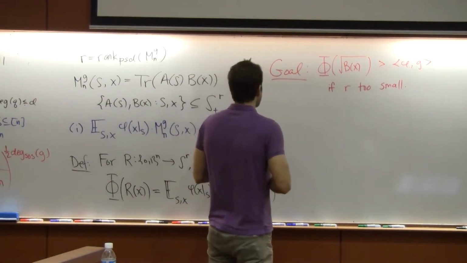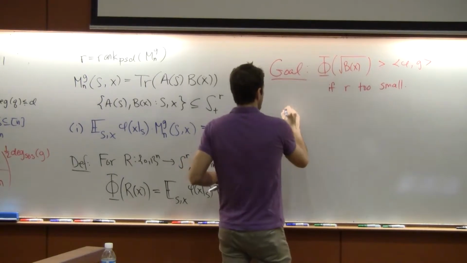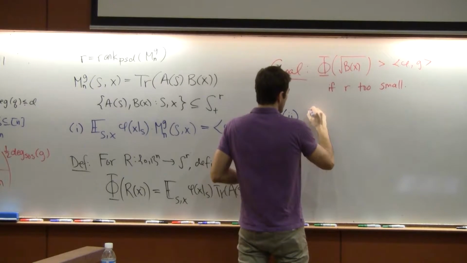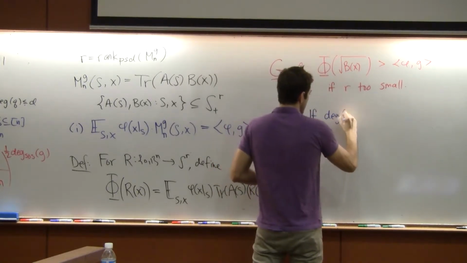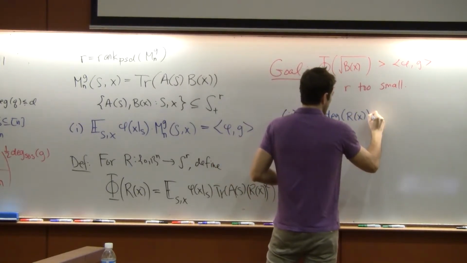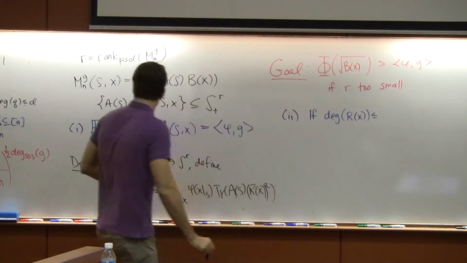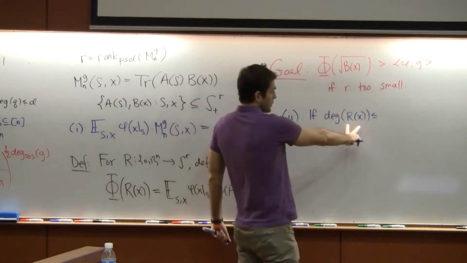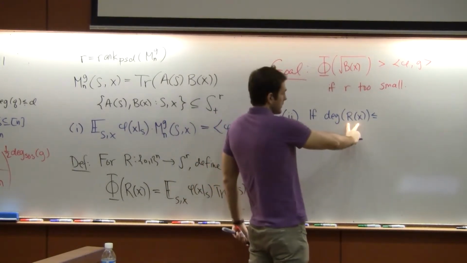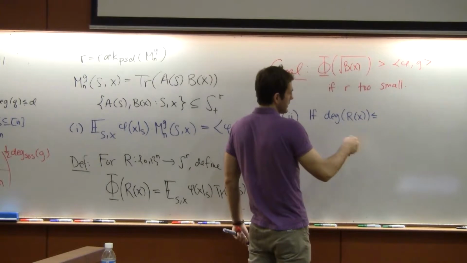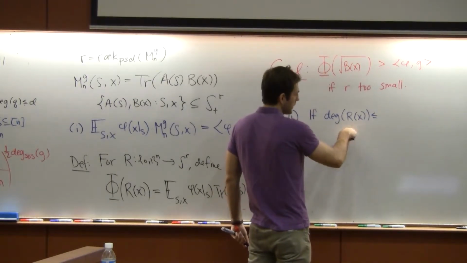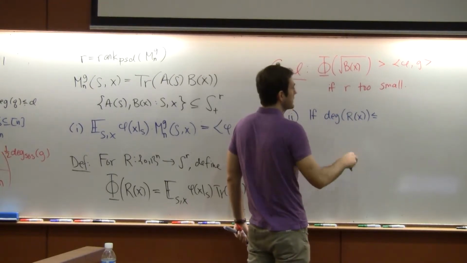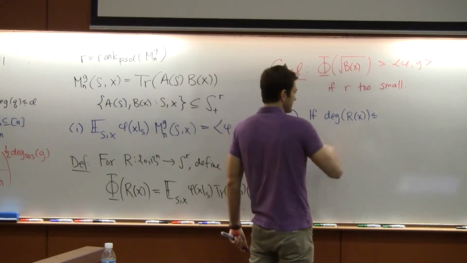Now, towards that goal, first we did one easy thing. It was mostly for inspiration, which is that if the degree of R, and you should also remember, this is the first time I write the degree of a matrix. This is just the maximum degree of any entry of the matrix R. Every entry of this r by r matrix you can think of as a polynomial, a multilinear polynomial. This is the maximum degree of any entry.